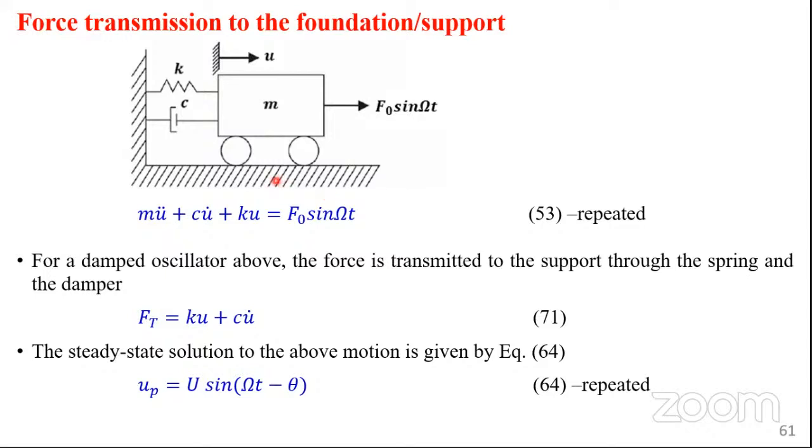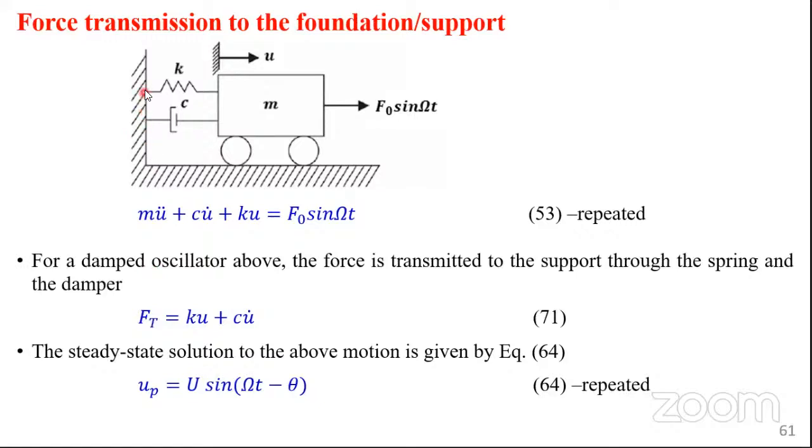Now, for a damped oscillator above, so this one we are calling an oscillator. It's moving to and fro, so it's an oscillation. So a dynamic system, we are calling it an oscillator. So for a damped oscillator above, the force transmitted to the support, remember the support is here, where the spring and the dashpot are fixed. This is not where we are saying this is the support. So the force that is transmitted to the support will be transmitted through the spring and the damper.